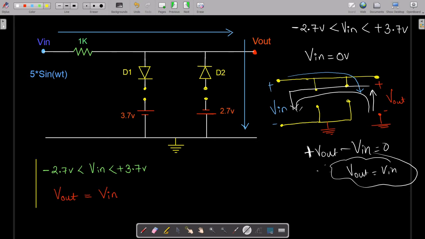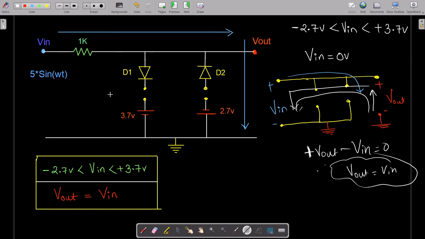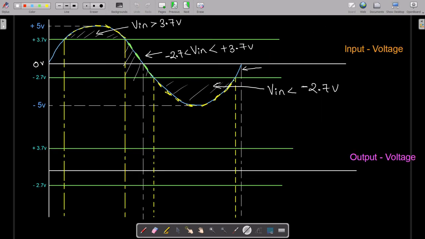I hope you understood each and everything up till here, and now we are only left with the last condition, which we are going to analyze now. Let me just complete this particular box. Okay, and this is another important condition, and now we'll jump to that particular graph.